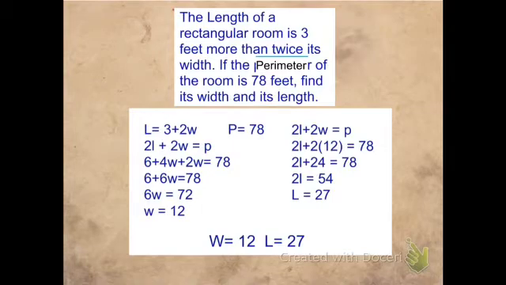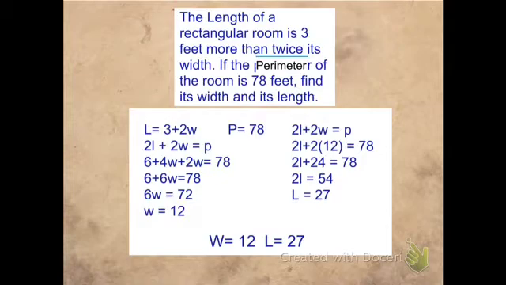So when we do all the work, we get 6 plus 4W plus 2W equals 78. And then you combine like terms, so you get 6 plus 6W equals 78. Then you take the 6 and subtract it from 78. So 6W equals 72. 72 divided by 6 equals 12, which means W equals 12.